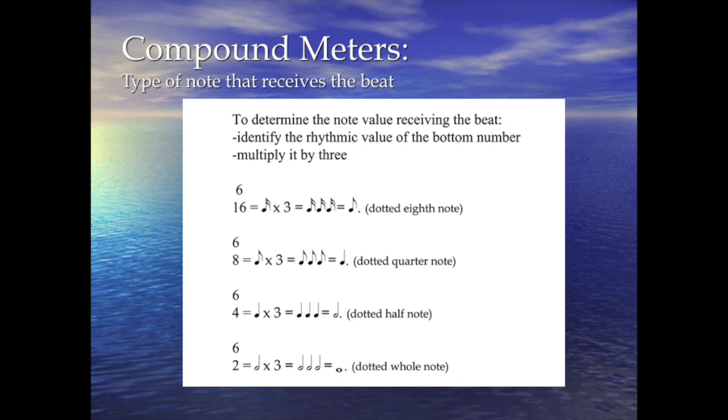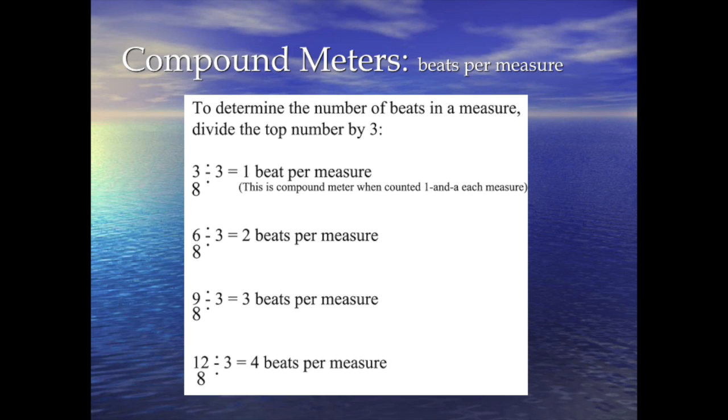Far and away, your most common bottom numbers for compound meter are going to be an 8 or a 4. And your most common top numbers, in some cases a 3, but 6 and 9 most common, and sometimes 12. And you're not going to really go beyond that.